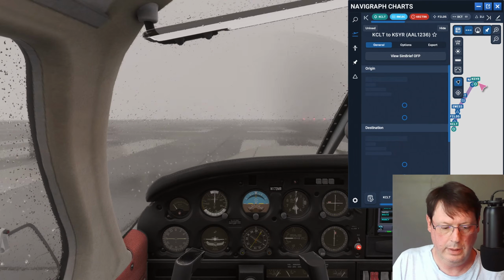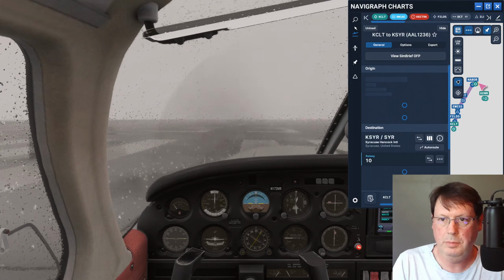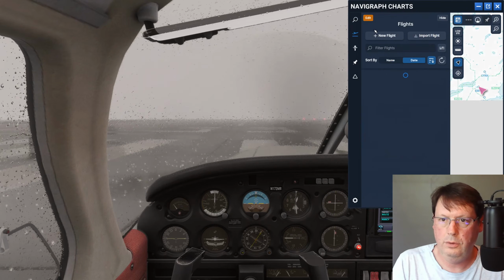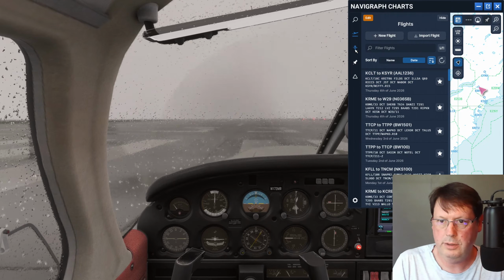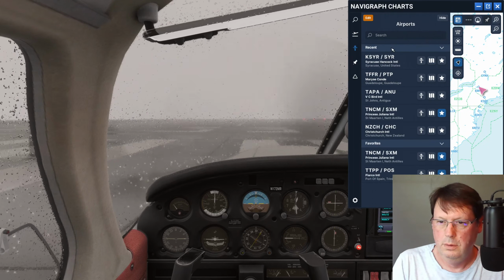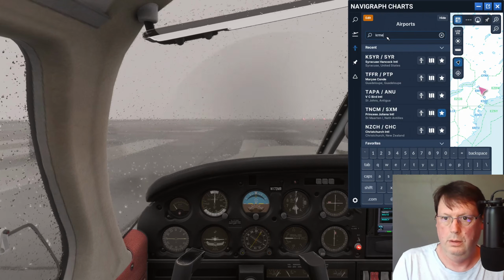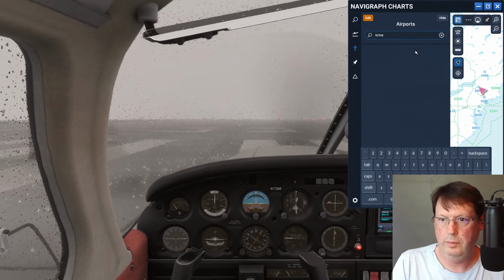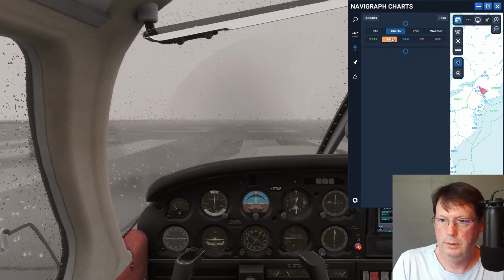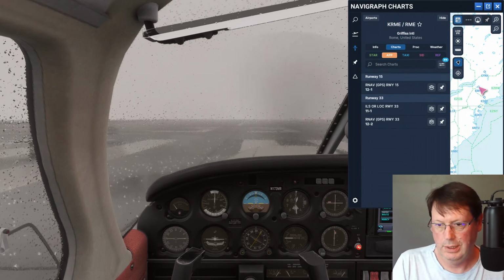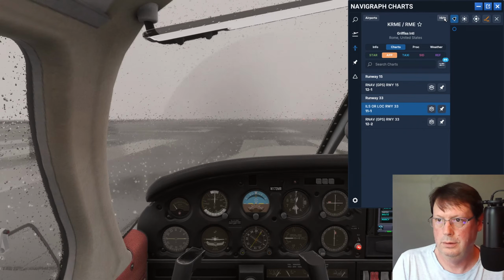Seems it's not regulated. It's up to us to find. No, in this particular case, you would actually be getting vectors from air traffic control, or you'd have a flight plan filed and you'd be following that. So approach. There we go.